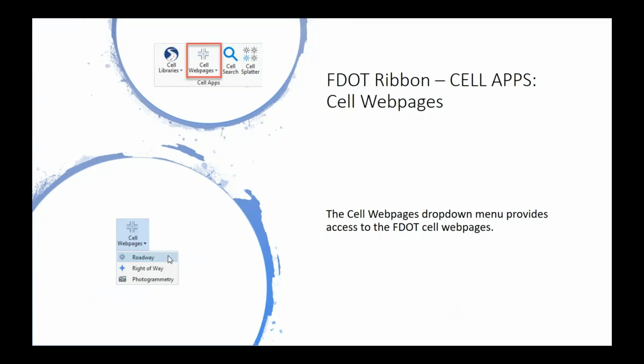The Cell Webpages dropdown, also a split button, provides access to the FDOT cell web pages. The cell web pages are a web page-like interface for viewing and placing cells. And this is, again, like I said, another split button. Selecting the top portion will take you to the main FDOT cells cell web page. Selecting the bottom portion will give you a drop-down menu where you can select from a number of different cell web pages.